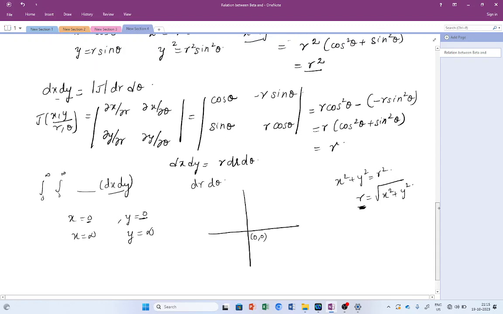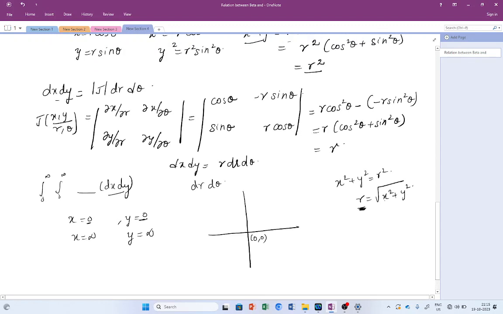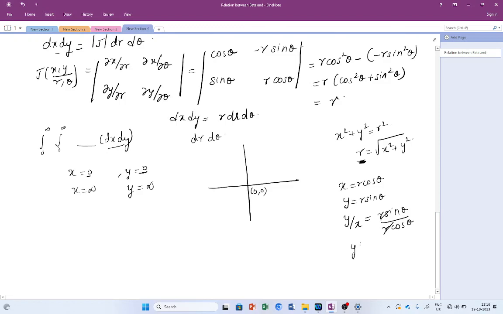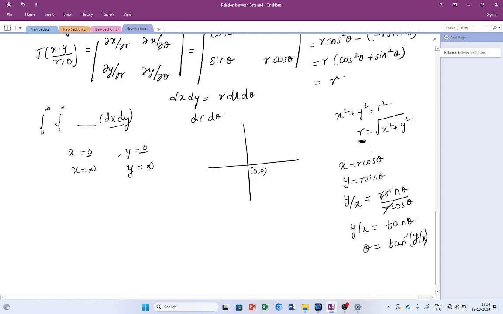So I have to get another equation with my x and y, which gives my theta. So I know that x is equal to r cos theta and y is equal to r sin theta. If I divide y by x, I'll get r sin theta divided by r cos theta. So r and r will get cancelled. I'll have y by x is equal to tan theta, or I can write theta is equal to tan inverse of y by x. Okay, this is my theta value and this is my r value.